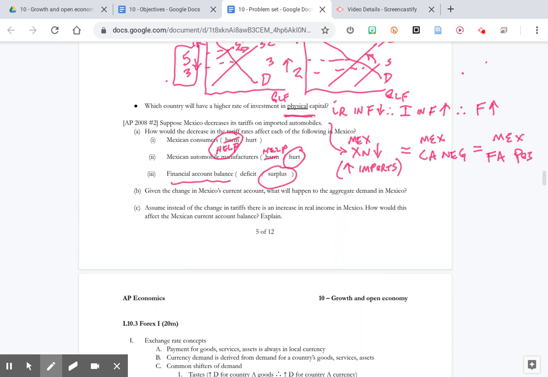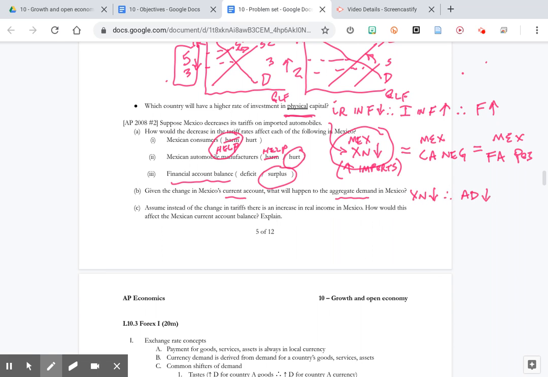Now, given the change in Mexico's current account, what's going to happen to aggregate demand? This is actually kind of an easier problem because we've already said here Mexican net exports went down because they're importing more, so therefore their aggregate demand is going to decrease.